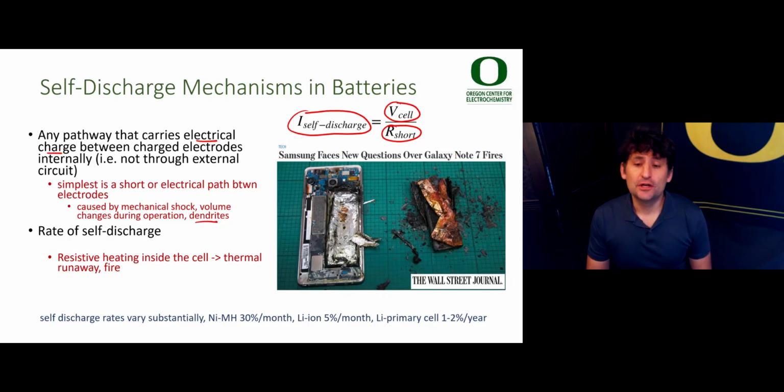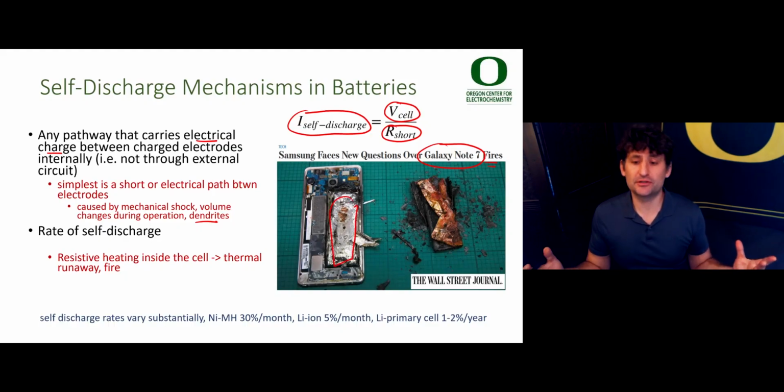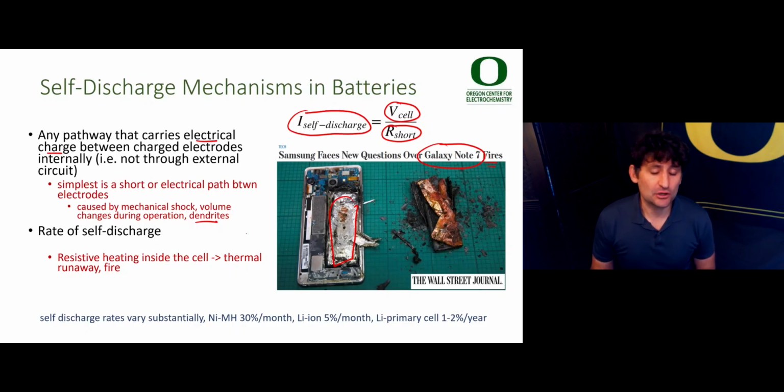A few years ago, there was a lot of news about the Galaxy Note 7 causing dramatic fires, and they got banned from airplanes due to internal shorts releasing substantial amounts of heat and blowing up these batteries, causing them to catch fire and be quite dangerous.